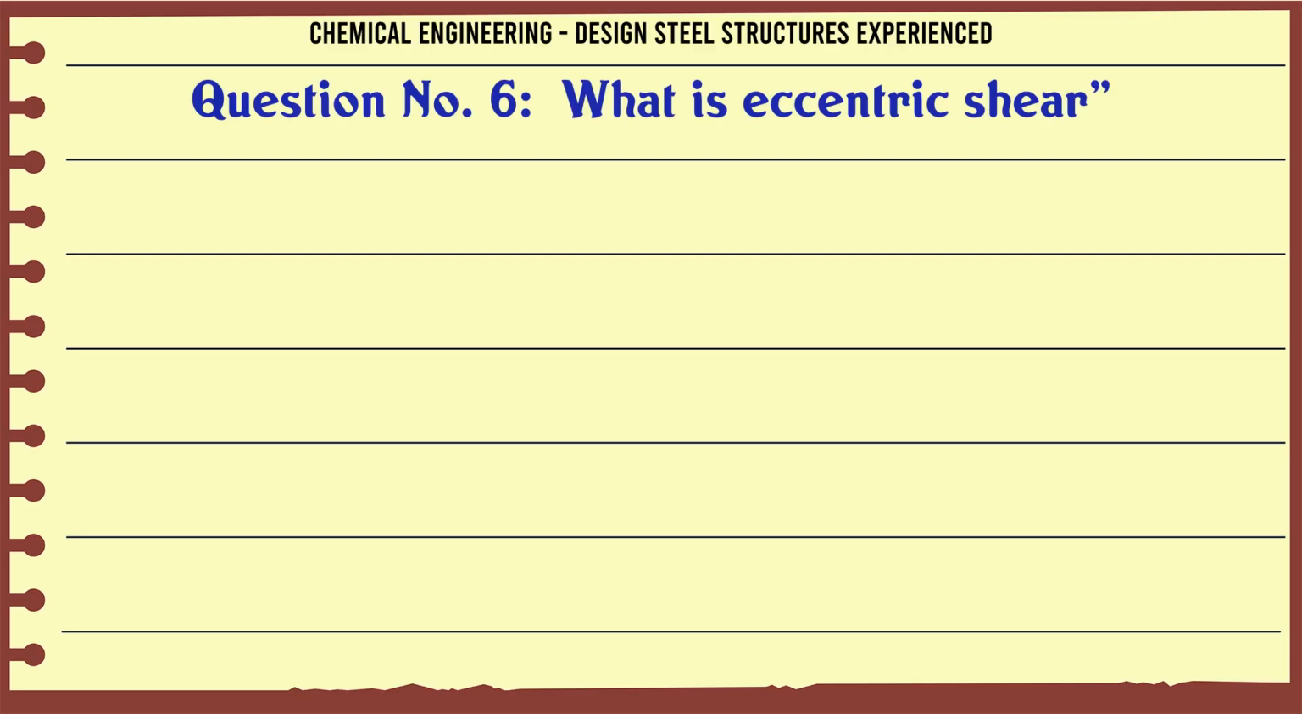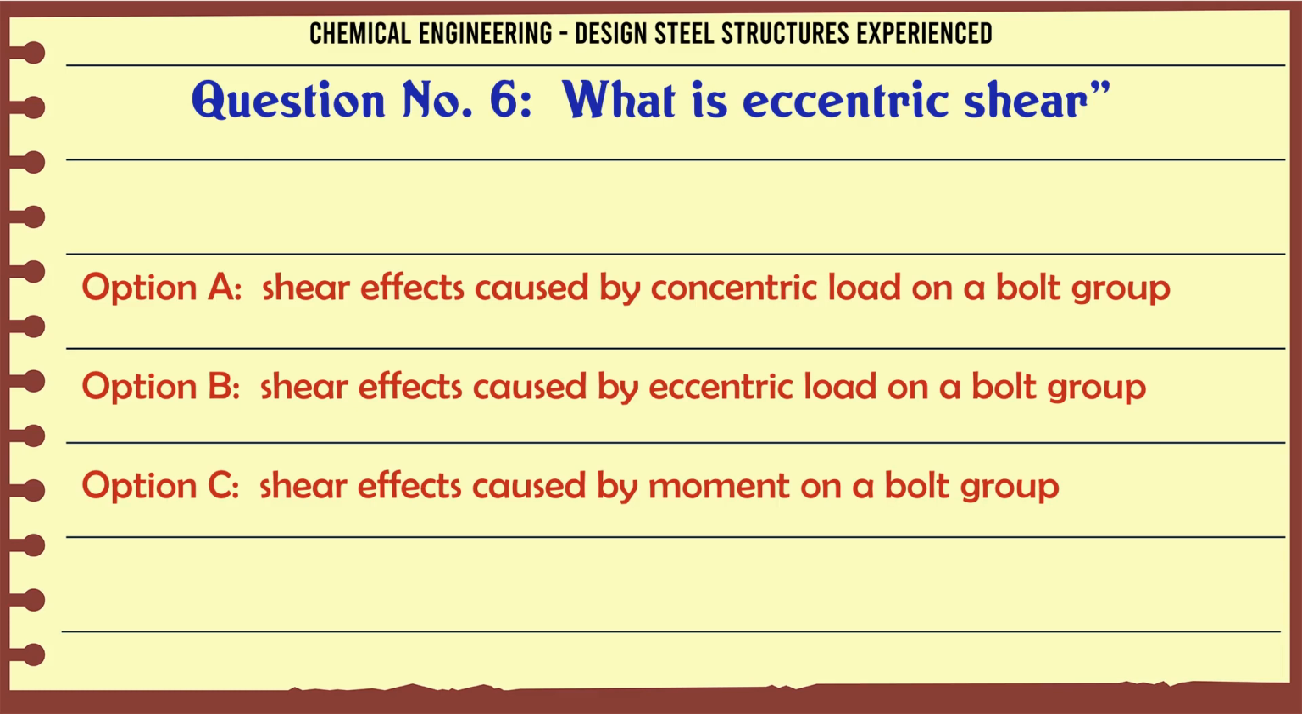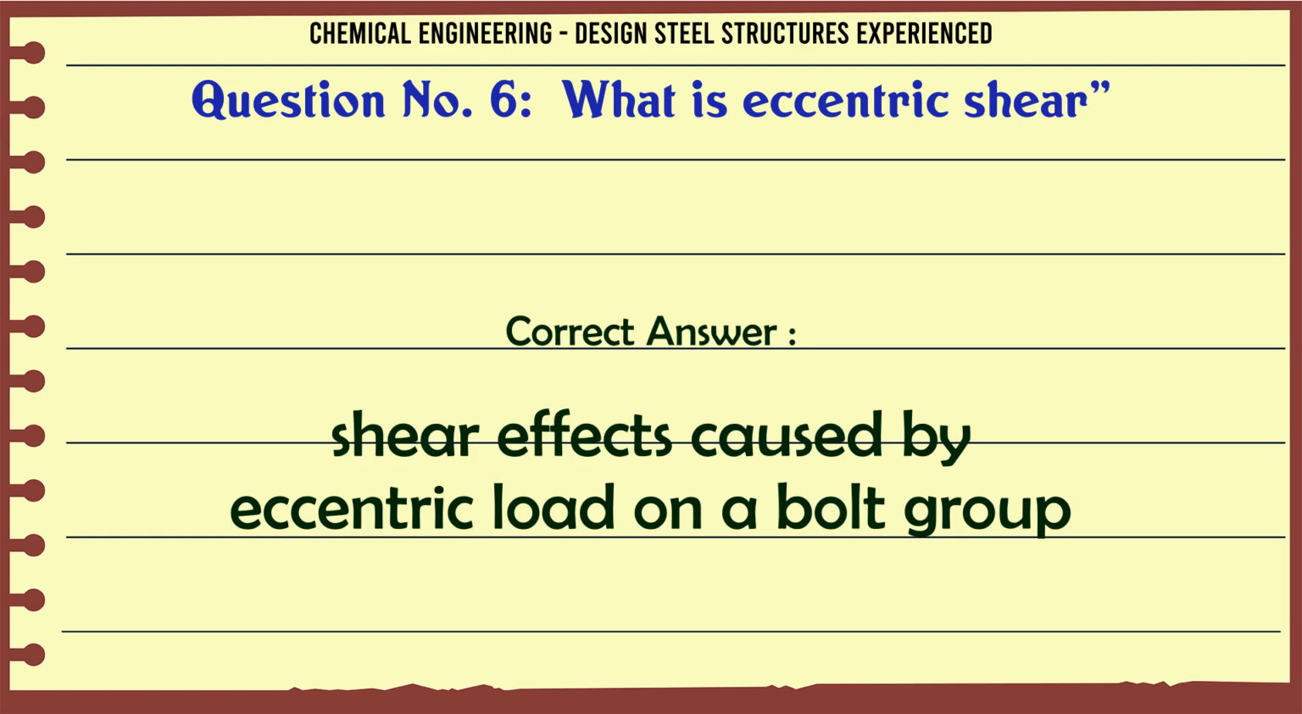What is eccentric shear? A. Shear effects caused by concentric load on a bolt group. B. Shear effects caused by eccentric load on a bolt group. C. Shear effects caused by moment on a bolt group. D. Shear effects caused by torsion load on a bolt group. The correct answer is shear effects caused by eccentric load on a bolt group.